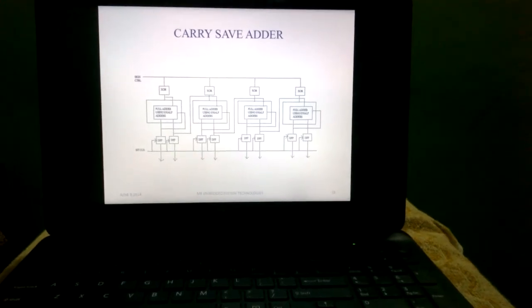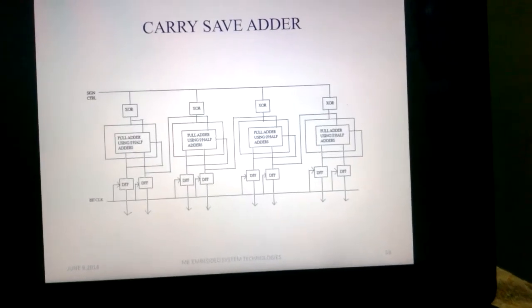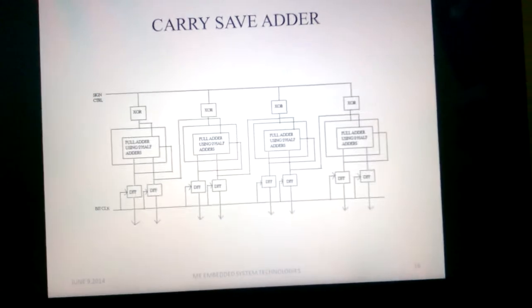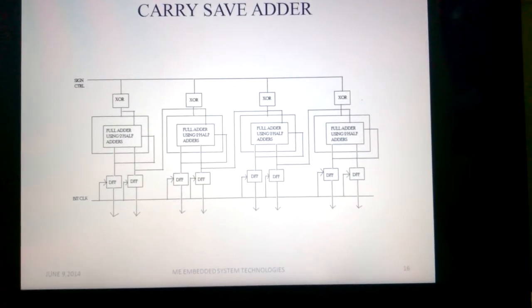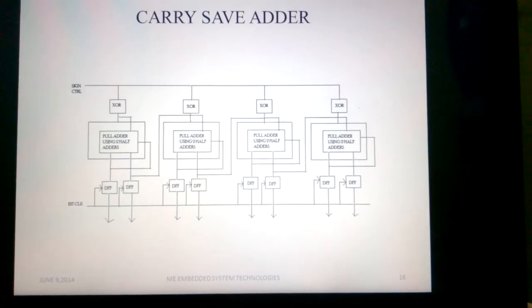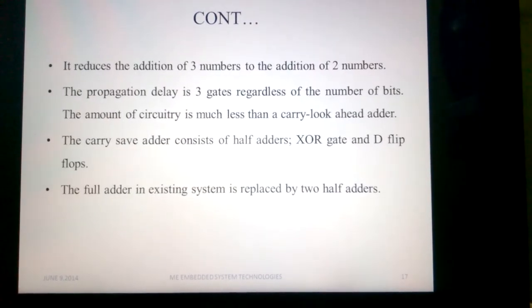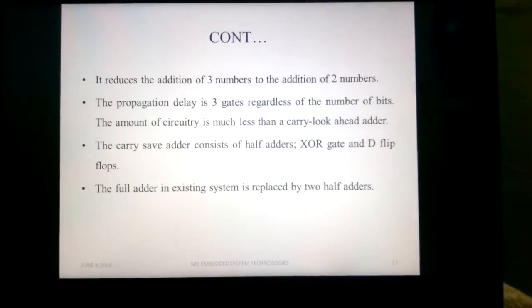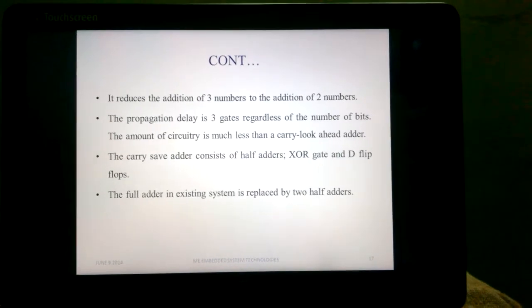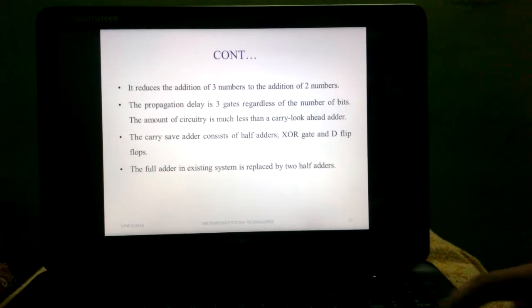This is a carry save adder design. It has been designed with a modification. The modification, when compared to the existing system, is that the full adder is replaced by two half adders. This is the modification which I have done in the proposed system. The operation of the carry save adder is that it reduces the addition of three numbers into two numbers. The delay is very low in a carry save adder when compared to other adders like the carry look ahead adder.